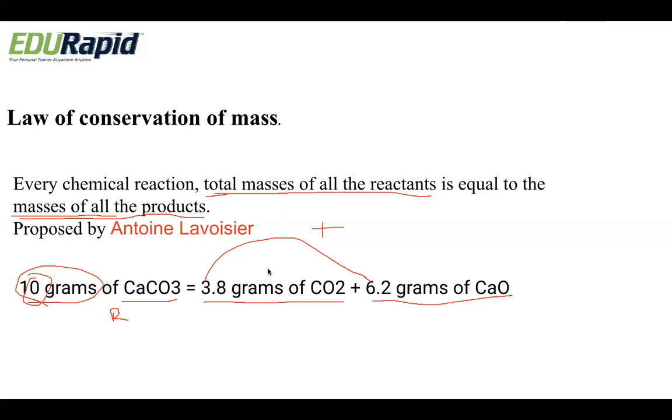This is obeyed by all chemical reactions, as proposed by Lavoisier. He said that the total reactant mass will be equal to the total product mass. That is nothing but the law of conservation of mass. Even the law of conservation of energy states the same: energy can neither be created nor destroyed. It remains constant. Similarly here, the mass remains constant. The total mass of reactants is equal to the total mass of products.